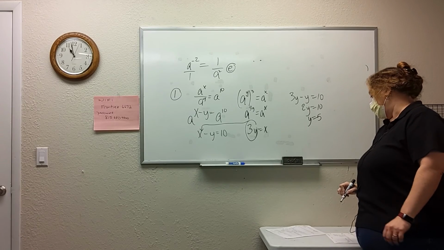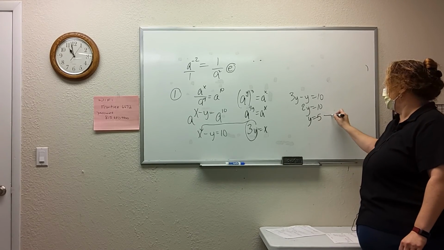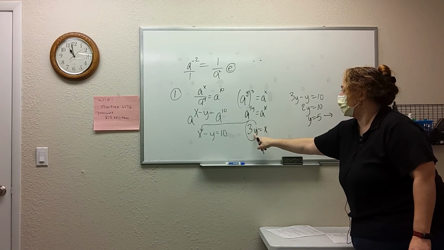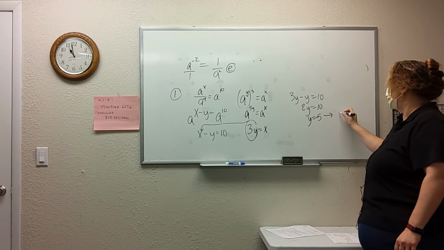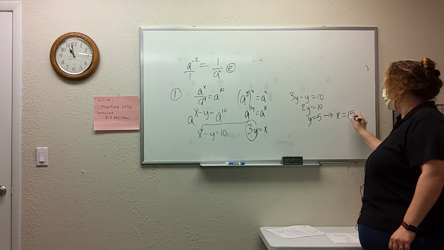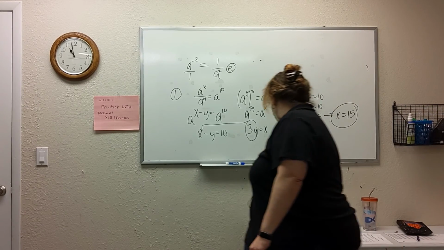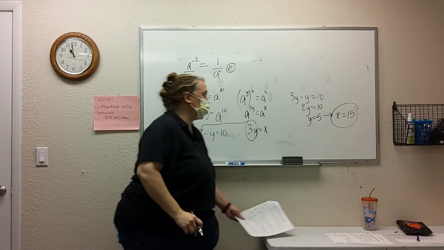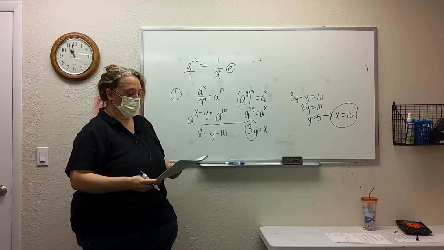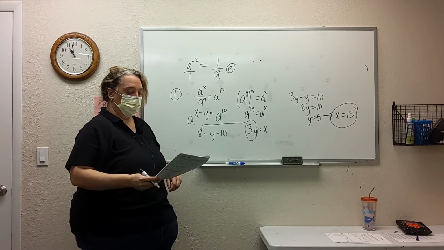But I believe they asked me for x. So if they asked me for x, if y is 5, then 3 times 5 is x. So x is 15. And that's my answer. And that's C. So that's how we get around that.